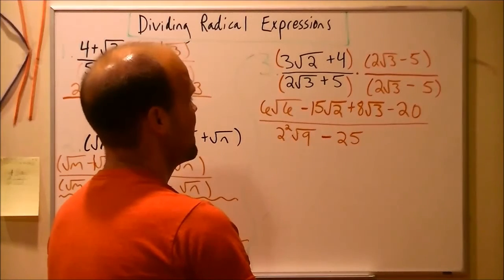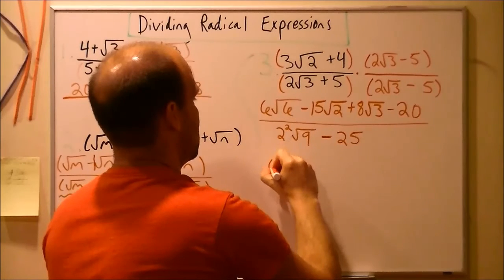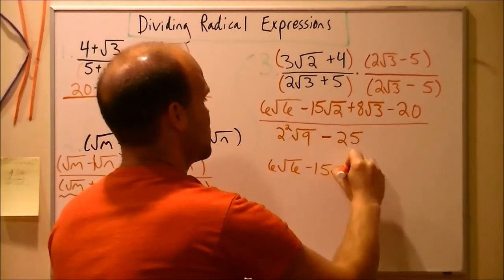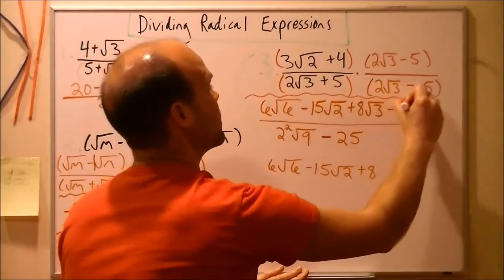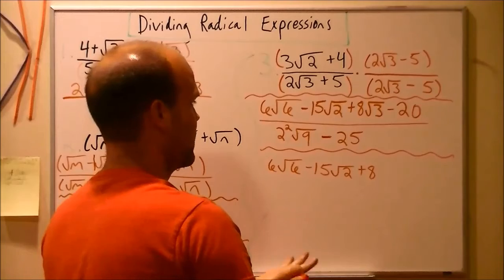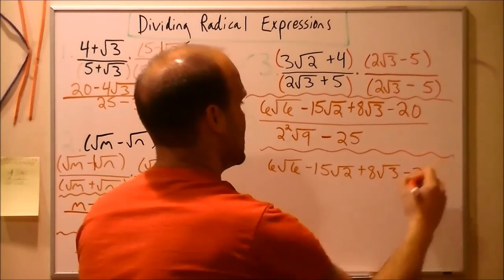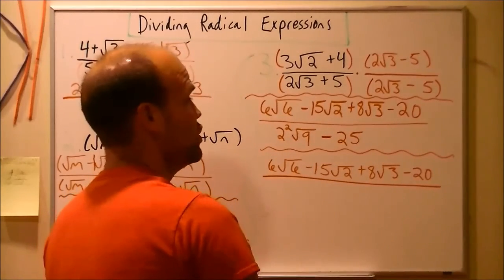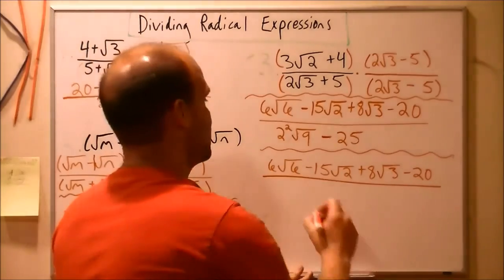So, here's what I have, guys. On top, I have 6 square root of 6 minus 15 square root 2 plus 8. Let's do like we did before and put some squiggly lines between so it helps to eyeball where we are. Okay, plus 8 square root 3 minus 20, all over... Okay, what is 2 squared? 2 squared, or 2 times 2, is 4.